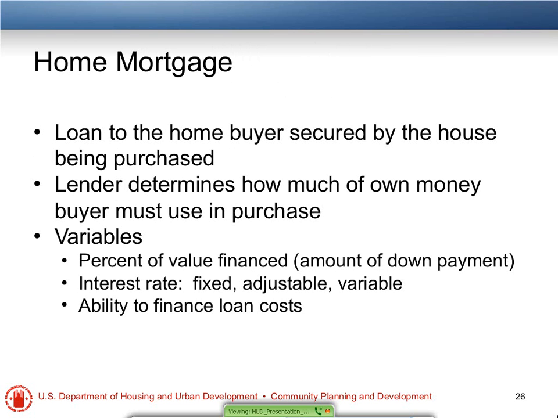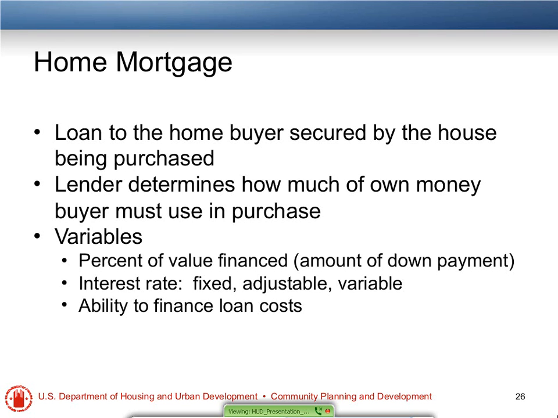The home mortgage is, of course, secured typically by the home that is being purchased, and the lender is going to determine how much of the home buyer's own money must be used in the purchase, and basically it's the reciprocal of the loan to value. If the lender is willing to finance 90%, it means the home buyer needs to come up with a 10% down payment. But that's going to change based on the loan product and by the lender.